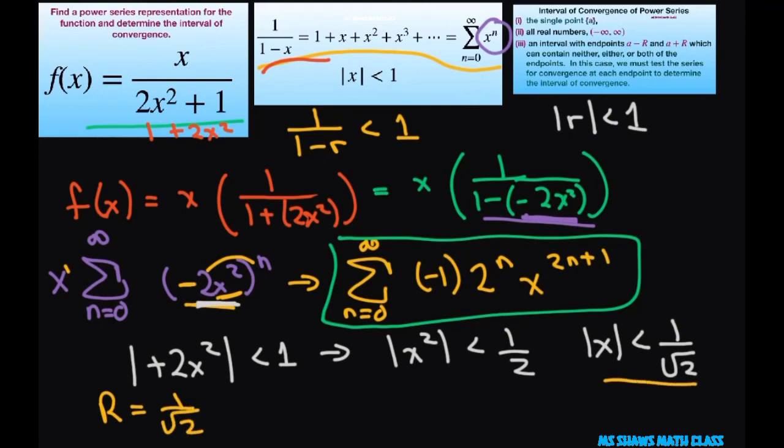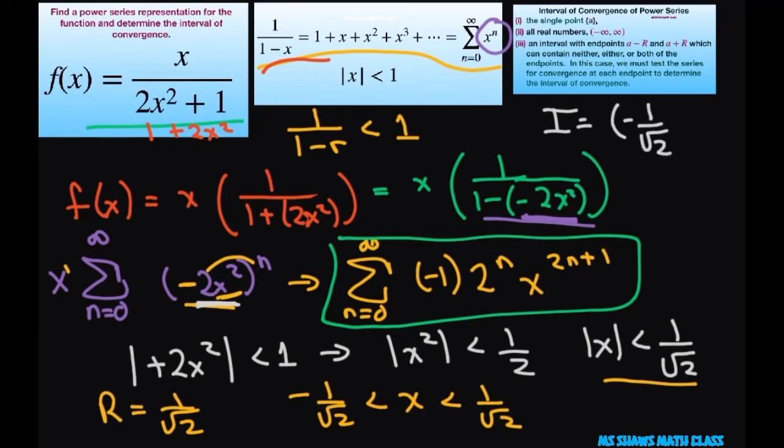This can be written as negative 1 divided by square root of 2 is less than x is less than 1 divided by square root of 2. That's the definition of absolute value. Most of the time they'll write the interval of convergence, though, let's just write it up here. So the interval of convergence is what you need here. It's going to be negative 1 divided by square root of 2 and 1 divided by square root of 2, which is a simpler way to write it.